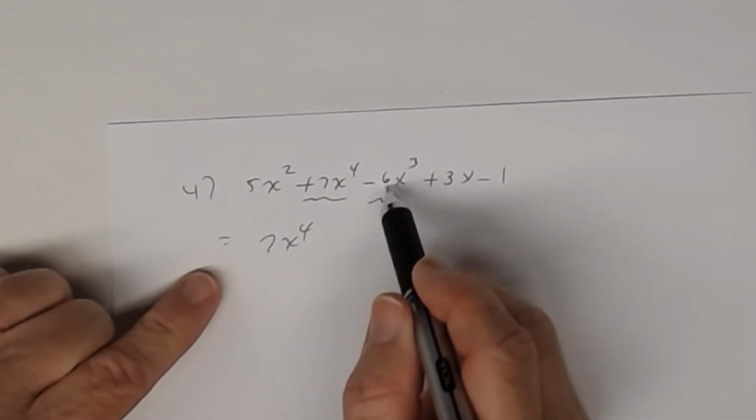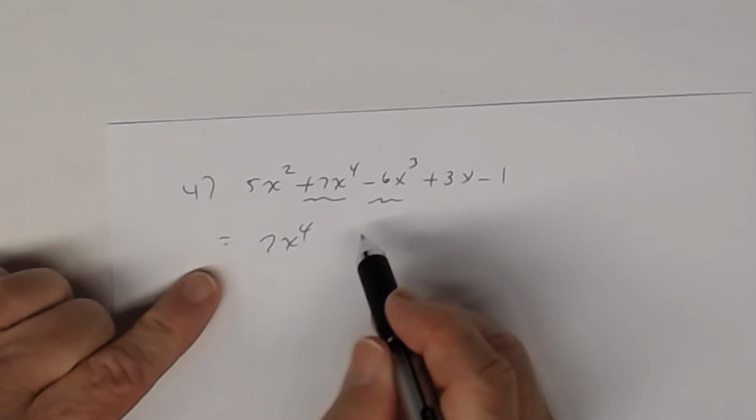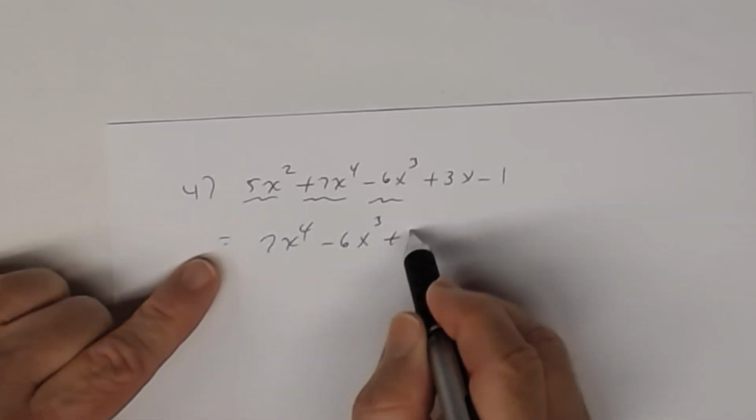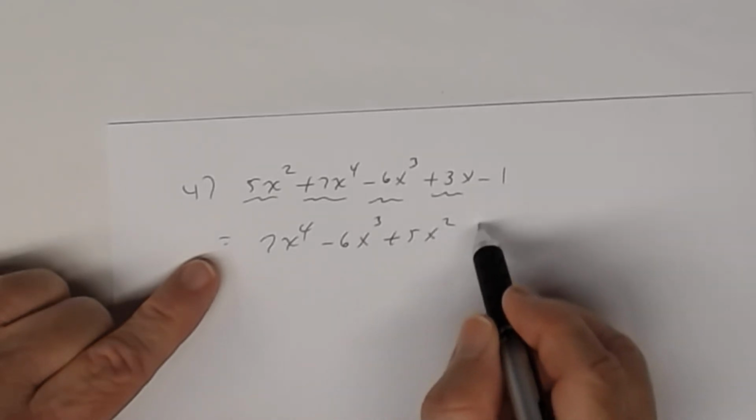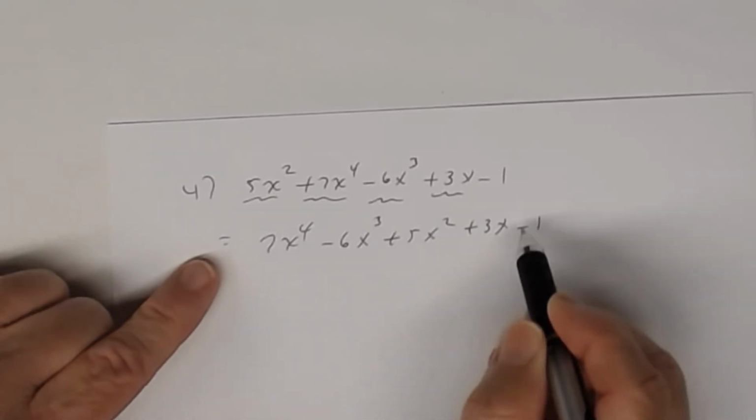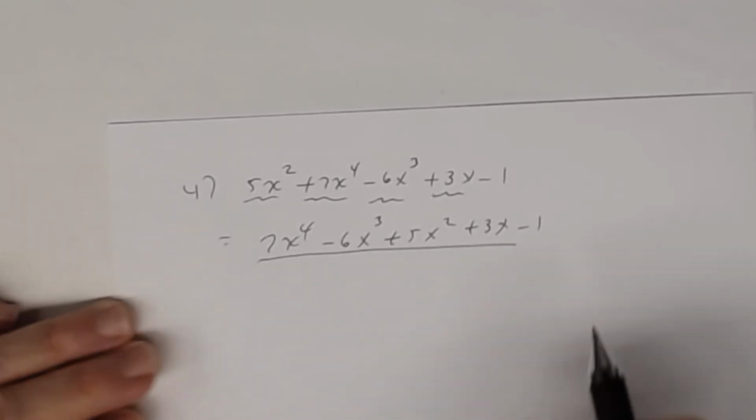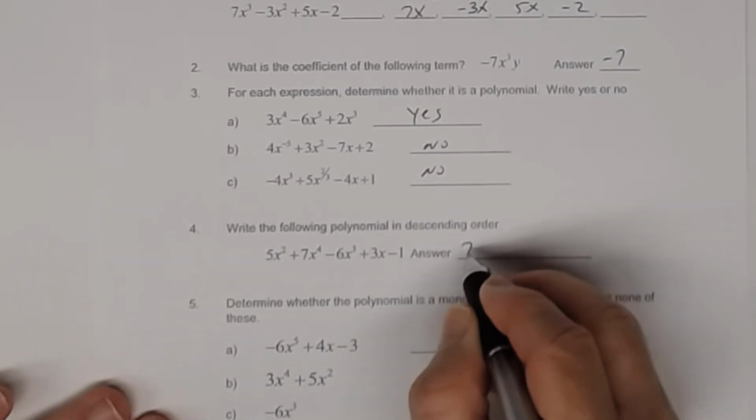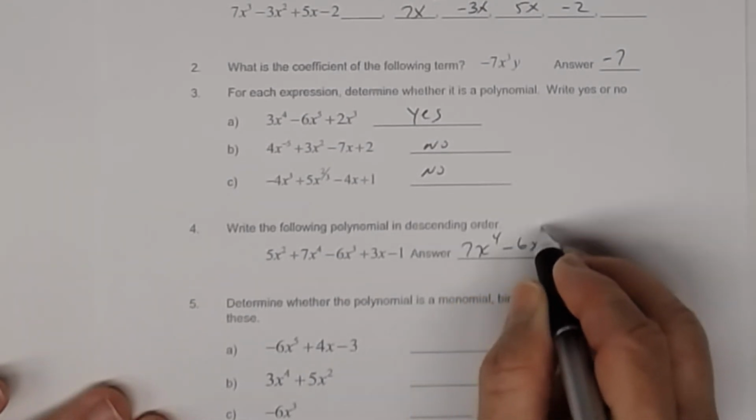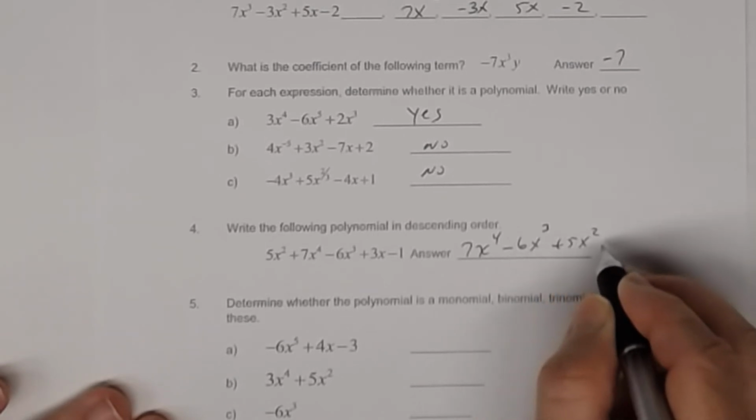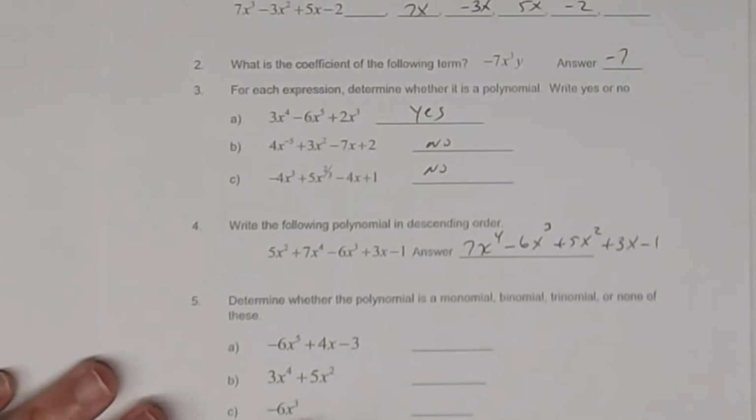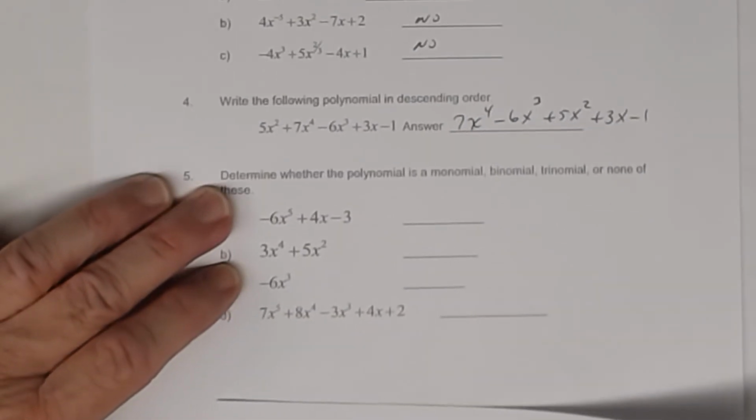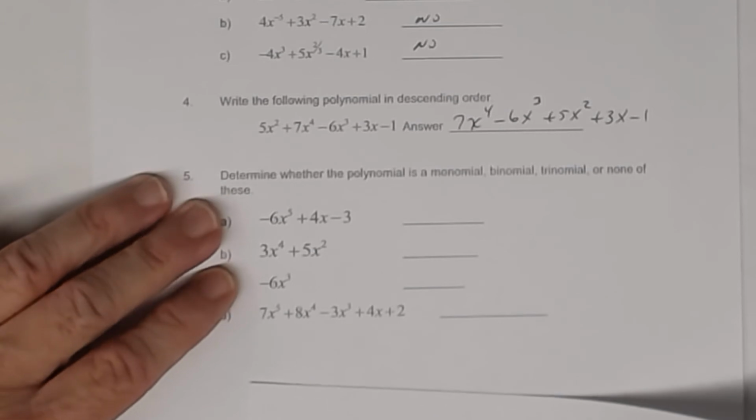But remember, that's negative 6x cubed, or subtract 6x cubed, right? And then x squared comes next, so plus 5x squared. And then your x term, plus 3x. And then your constant is always last. So that's the answer for that one. Okay? So the answer to number 4 is 7x to the 4th minus 6x cubed plus 5x squared plus 3x minus 1.